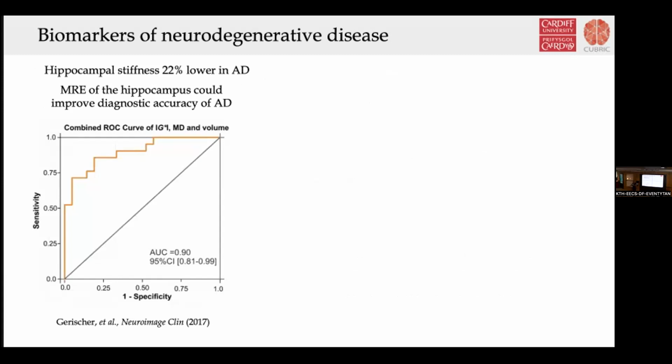The diagnostic accuracy of AD was also improved with the incorporation of hippocampal stiffness with two other MRI-based hippocampal parameters. So that was volume and mean diffusivity from diffusion imaging. And that had a combined ROC curve of 0.9.